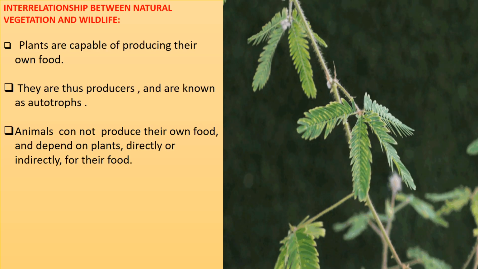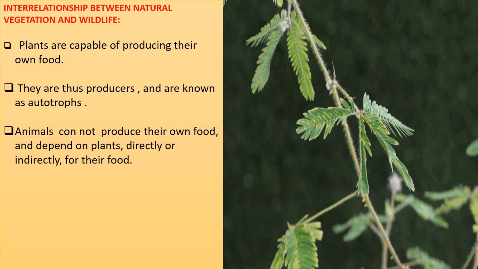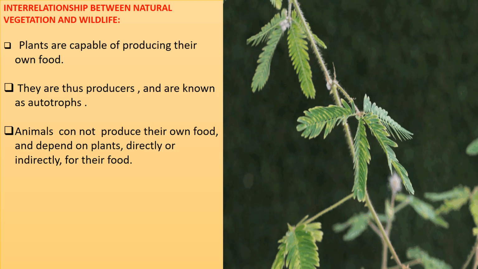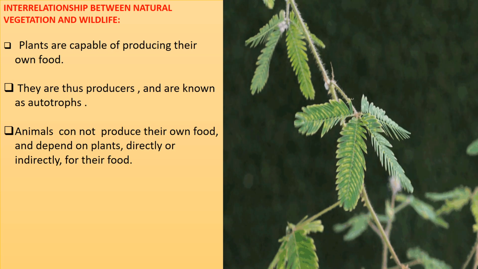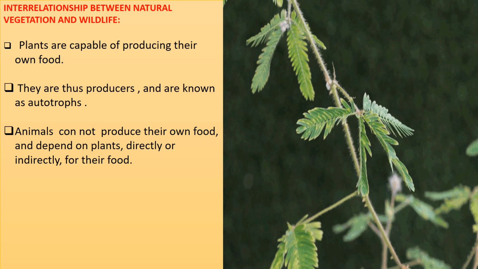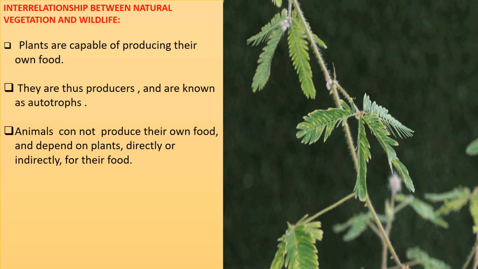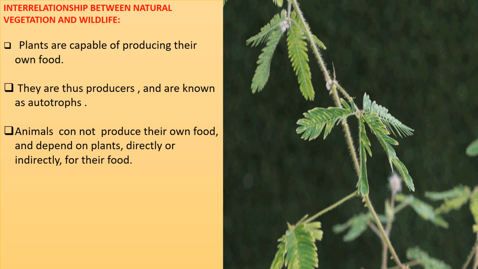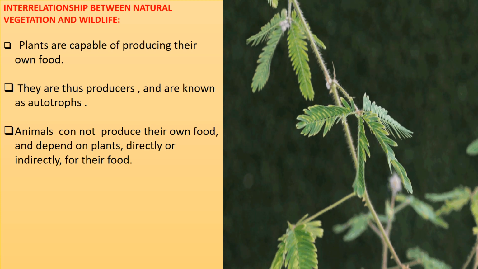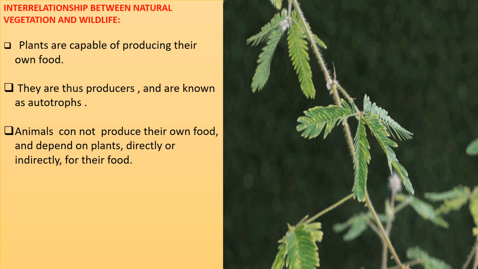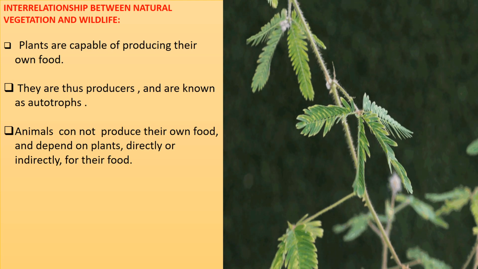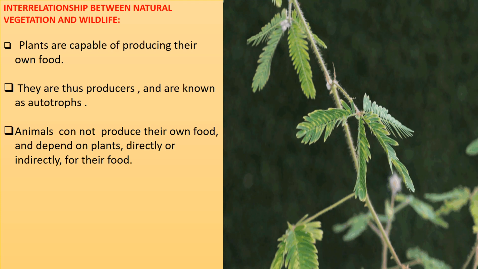First of all, we shall see the interrelationship between natural vegetation and wildlife. Plants are capable of producing their own food. They are thus producers and are known as autotrophs. How? By doing photosynthesis, they produce their food. But animals cannot produce their own food and depend on plants directly or indirectly for their food.